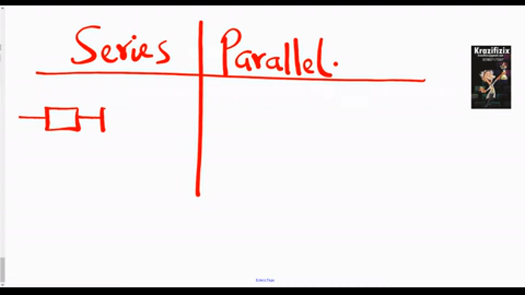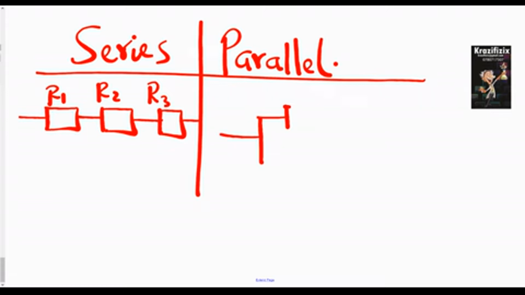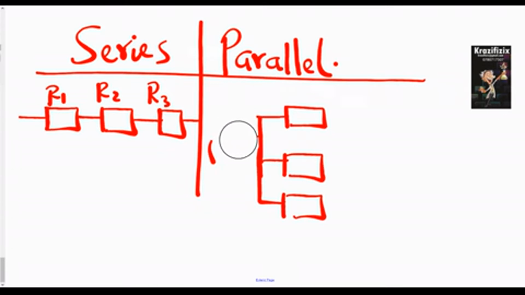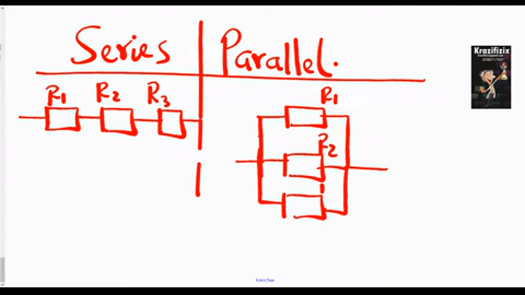Your series connection of resistors would look something like this. We can call this R1, R2, and R3. While a parallel connection, I'm going to mention a word that will help us identify when we have a parallel connection. Since we're just starting, let's have this here before we have very hectic diagrams. And then we have that there. Again, we have R1, R2, and R3. So these are your circuit diagrams.